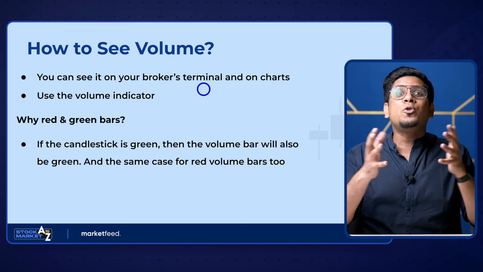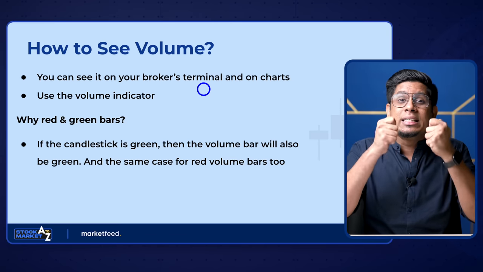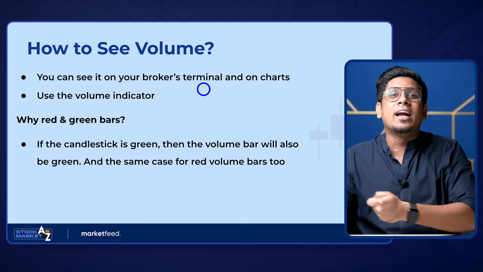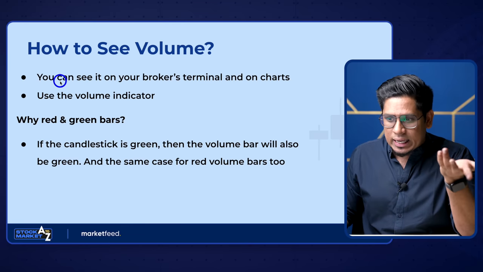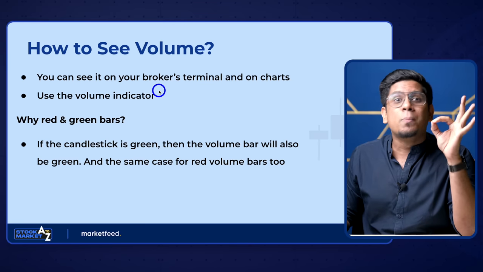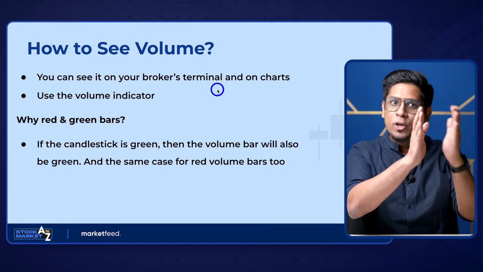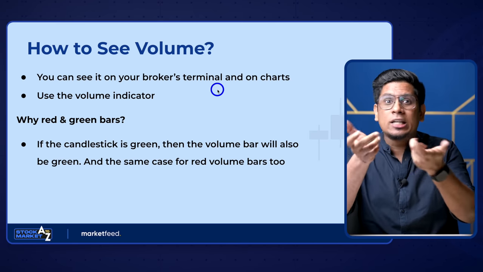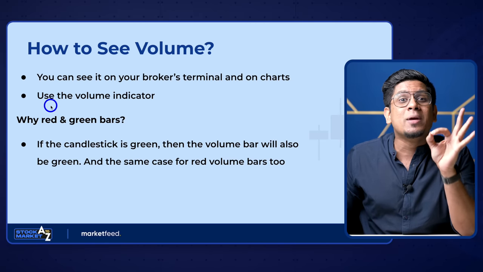Now, the question is, how to see volume? How to know volume? We have understood the theory. Now, how to know exactly how much volume is being traded in a stock? Let's learn that in the second slide, the practical side. So, first thing is, you can see volume on your broker's terminal and on charts. On your broker's terminal, you can see volume. And also, if you go to charts, you can see volume. So, let us do that. How do we do that? By adding the volume indicator.